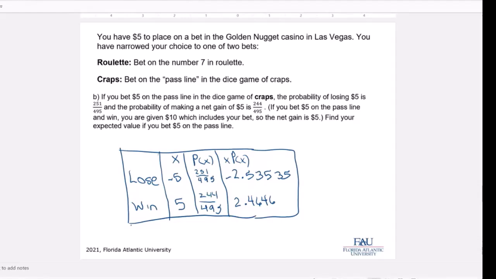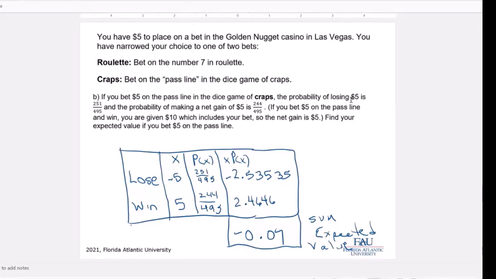So now let's see what our net is, or my expected value. To find my expected value, I sum these. I have 2.4646 minus 2.53535, which equals negative 0.07. Okay, so that is my expected value if I play craps.